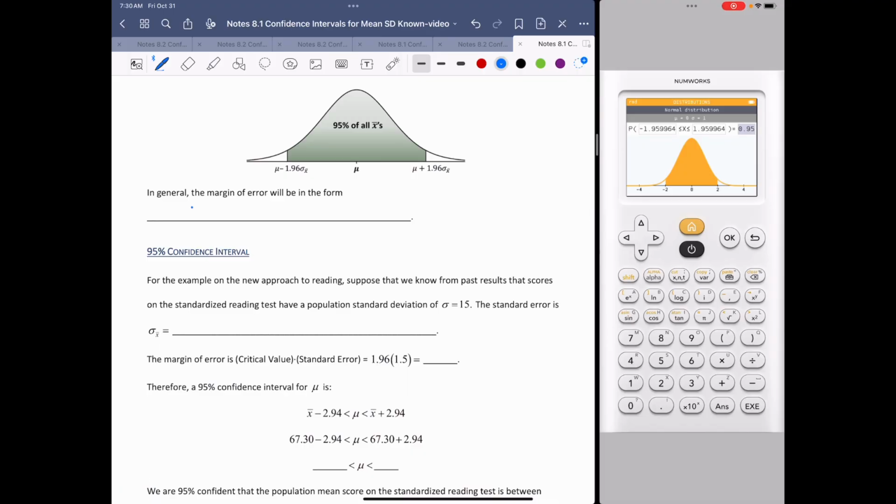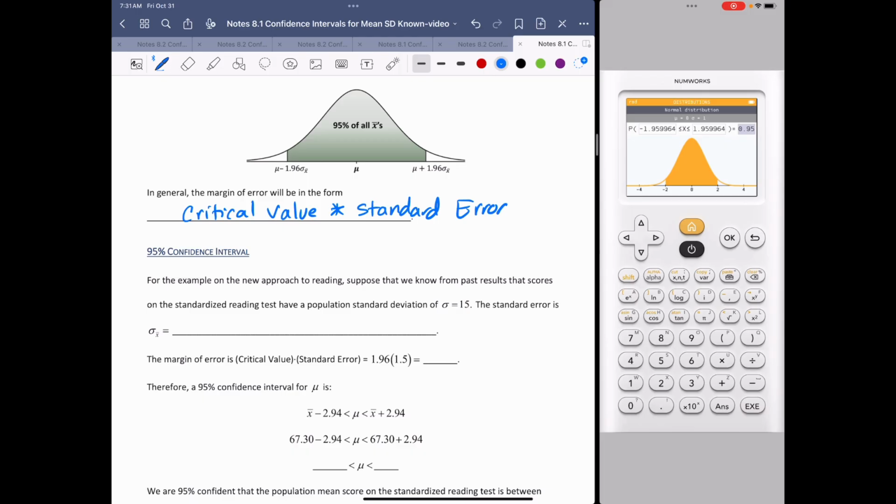It's going to be the critical value times the standard error. The critical value is the z. The standard error comes from the formula. So that's what we're going to do. The standard error is sigma of x bar.